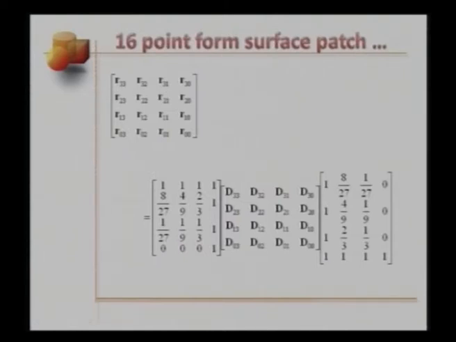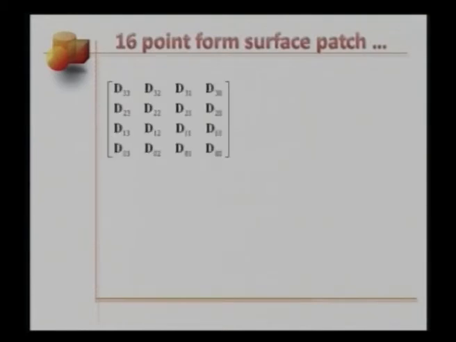So what is the situation now? We have this geometric sampling information on the left-hand side. We know what this matrix is. We know what this matrix is. All we need to do is pre-multiply this matrix on the left-hand side by the inverse of this matrix here, and post-multiply the result here by the inverse of this matrix to get the unknown Dij's. Okay, let's continue.